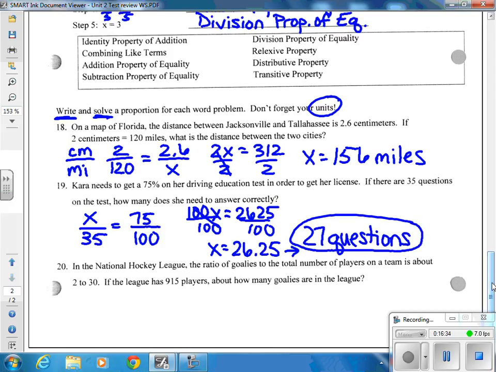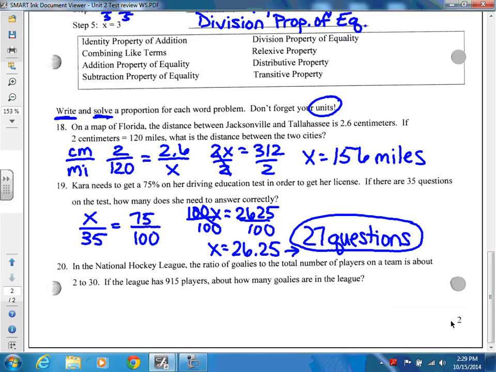Okay? And then the last one that we have to do, or that was on your review sheet, is just dealing with ratios, and it's asking you to deal with the ratio of goalies to the total number of players on a team. So you're dealing with the number of goalies over the total on the team. So when you're reading your first ratio, it says 2 to 30. The first number is the number of goalies, so that'd be 2. The 30 is the total, so 2 to 30. But then it's telling you that the league has 915 players, so how many goalies are there? Well, the goalies is missing, so that's where the X goes. 915 is the total amount of players, so that's your of.